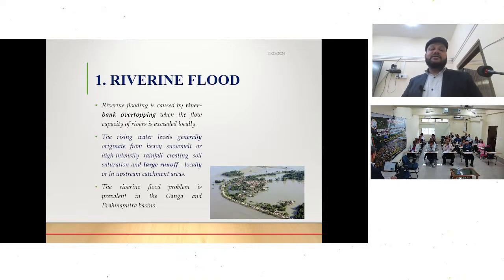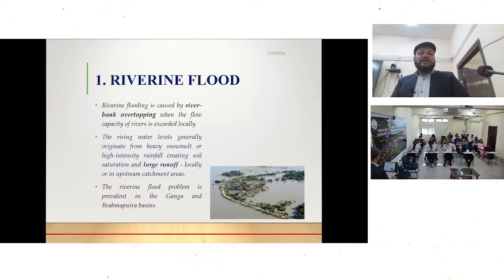What is the riverine flood? Riverine flood is the flooding caused by the river bank overflowing when the flow capacity of the river is exceeded locally, because due to heavy rainfall the capacity of the river is full, or either due to siltation in the river, or due to some garbage being thrown or choking of the river or drain.